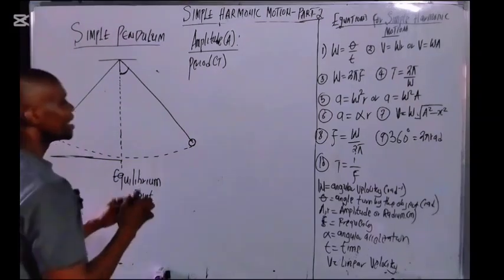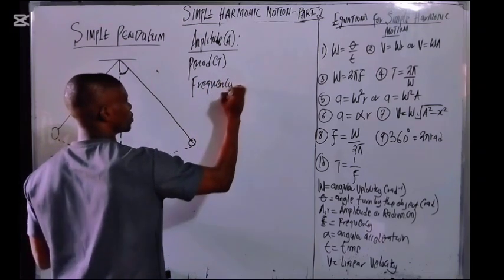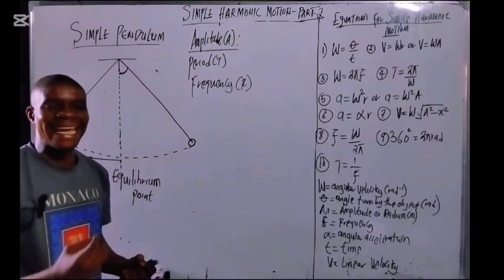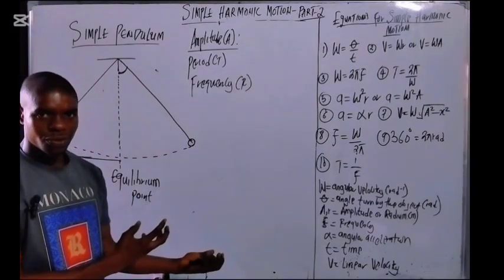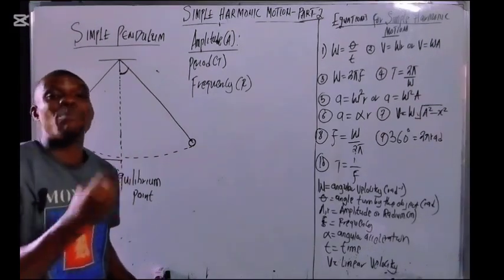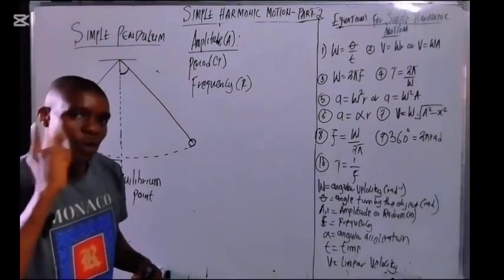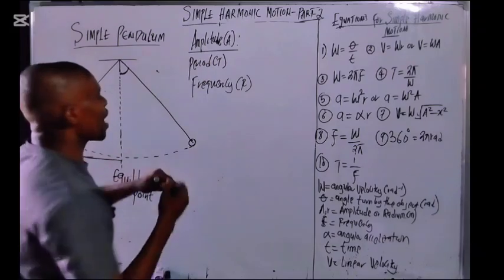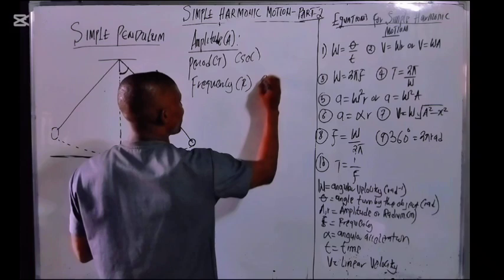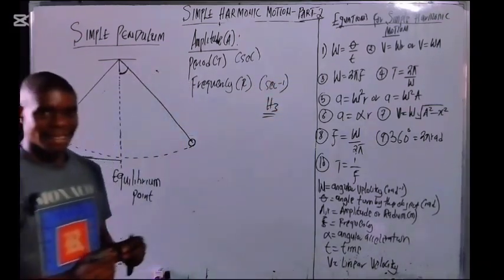Now the next one I want to look at is the frequency, f. Frequency is the number of complete oscillations an object performs in 1 second. That is why the period is measured in seconds, while frequency is measured in per second, or hertz.